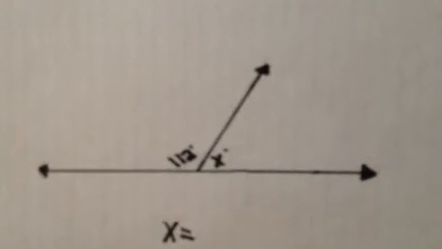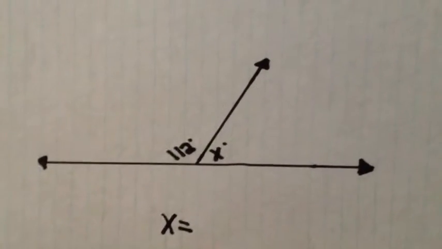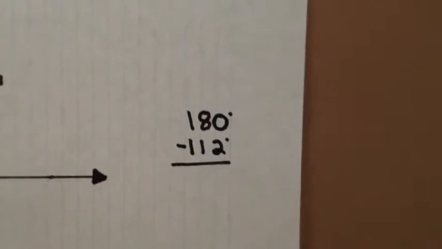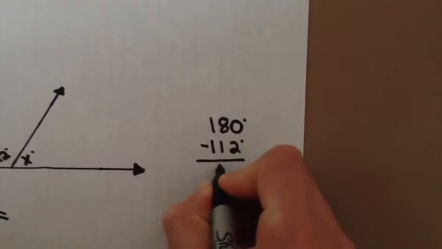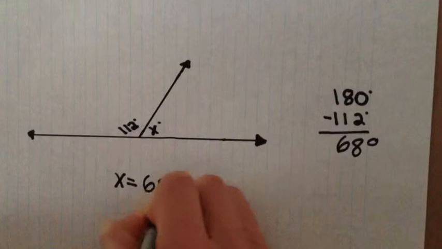So here we have a problem with supplementary angles. And since supplementary angles add up to 180 degrees, you will subtract 112 from 180 in order to find x, and the difference is 68 degrees, so x will equal 68.